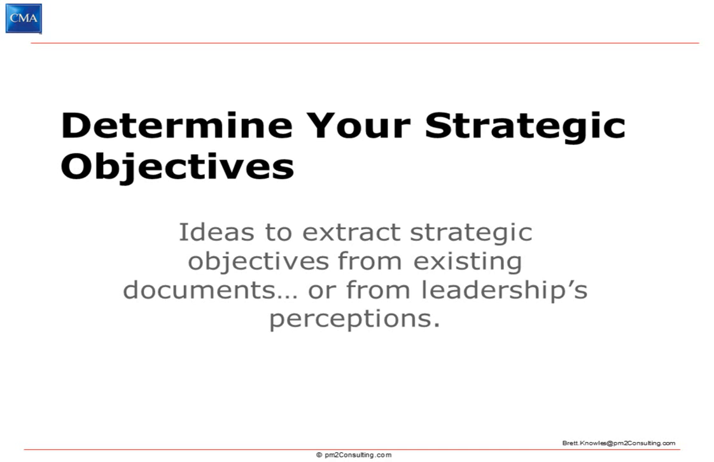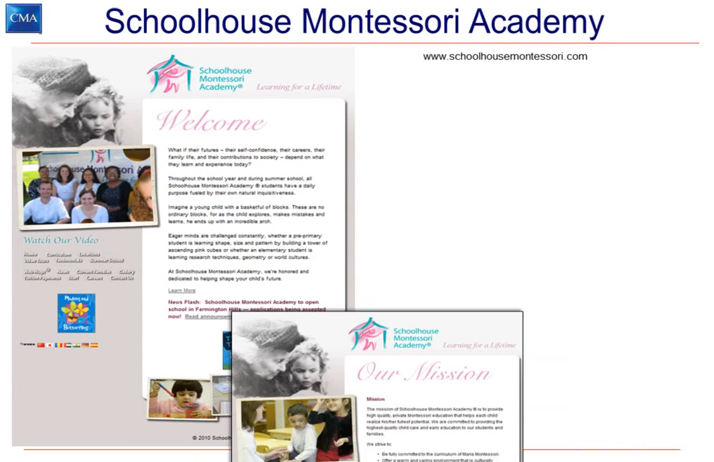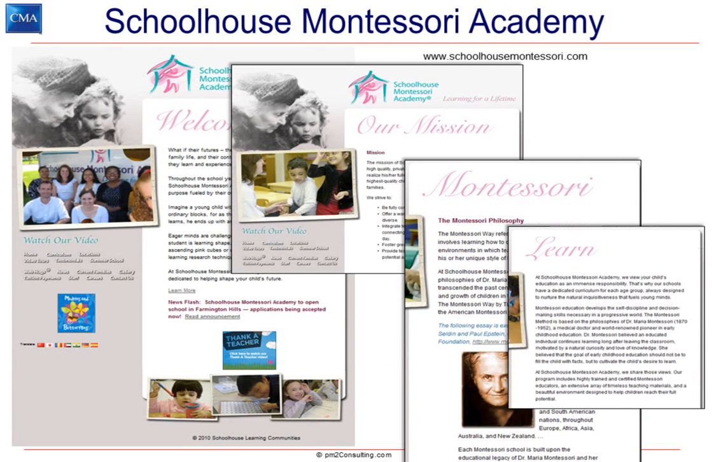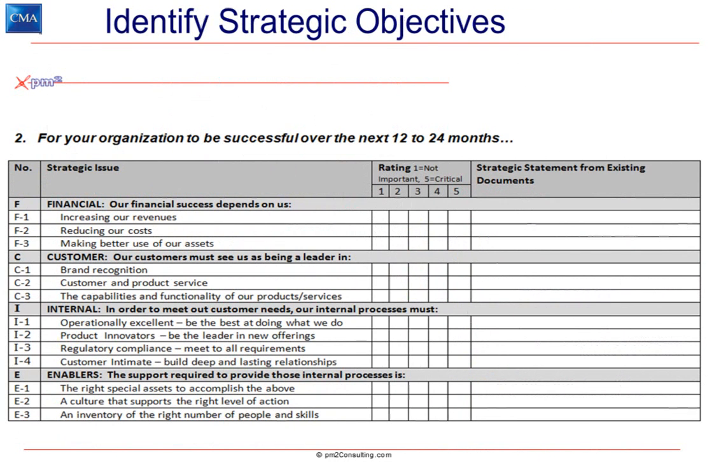That said, some organizations have nothing written down, and this activity will be to tease it out of your leadership's minds and do some research on what they think is important. Again, we're going to use the Schoolhouse Montessori example merely because it's a well-documented example from the web. So we're going to use this form, which you can also download from our site. And you'll see here what we're going to do is cover off the most common categories of strategic objectives from each of the perspectives. We covered this earlier in one of the IDEA webinars.